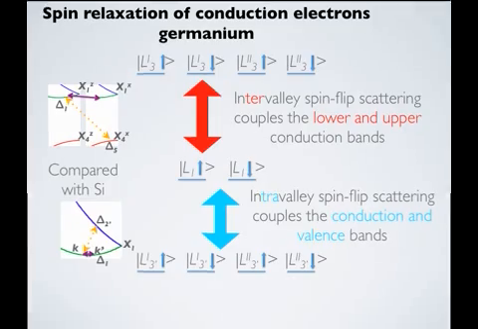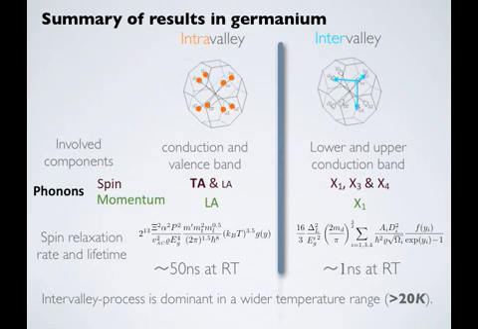So here's a summary of our result for spin relaxation in germanium. Again, the selection rules for spin flip scattering and momentum scattering are different. In intravalley spin flip scattering, the TA phonon has a larger contribution than the LA phonon, while for momentum scattering, LA is much more important due to the anisotropy of the effective mass. For the intervalley process, we know that only X1 is allowed for momentum scattering, while in the spin flip scattering, X3 and X4 are also allowed.